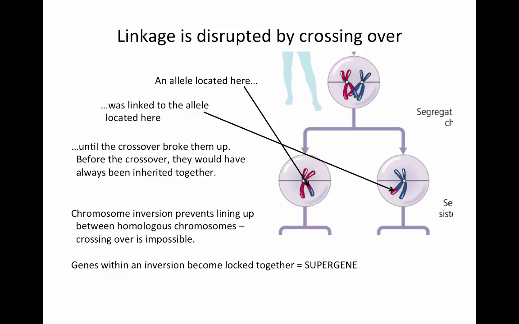So these inversions tend to cause the genes within the inversion to become locked together, always inherited together with that chromosome, and we call this a supergene. A whole bunch of genes that are inherited together as a unit. And this is fairly common in fruit flies. There's a lot of research showing how locking together beneficial sets of alleles can be a selective advantage in many cases. And so a lot of times these inversions are actually supported and maintained by natural selection.